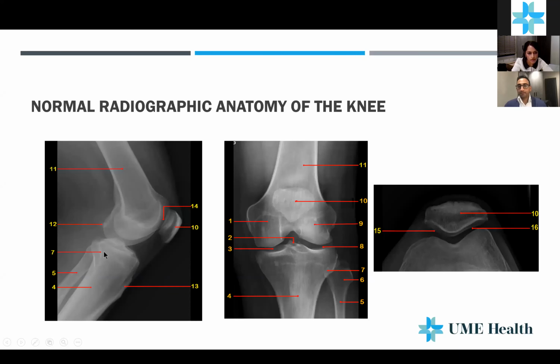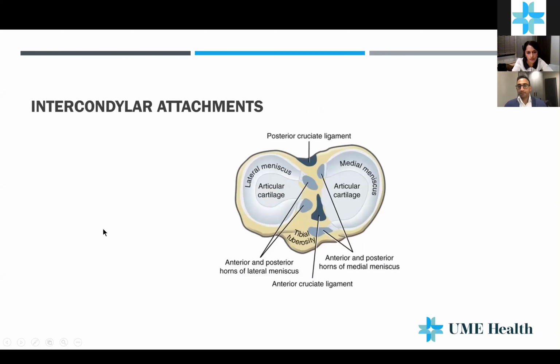Other review areas are to look at the articular margin. If you're querying a tibial plateau injury, the posterolateral corner, the fibular neck, the fibula here, don't mistake that for an ossific loose body.